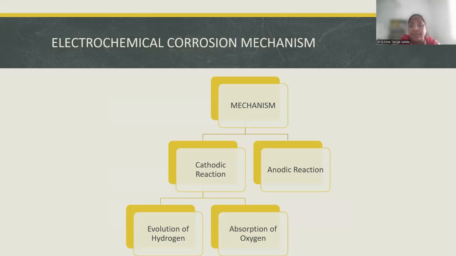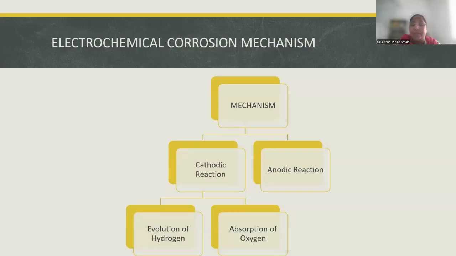In the electrochemical corrosion mechanism, we could see two types of reactions. At the anode, we could notice anodic reactions. We all know that at the anode, generally oxidation occurs. Oxidation means loss of electrons. So whatever part of a metal is losing electrons, that is undergoing corrosion.